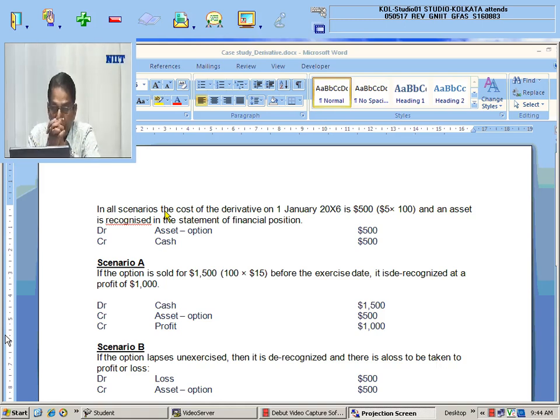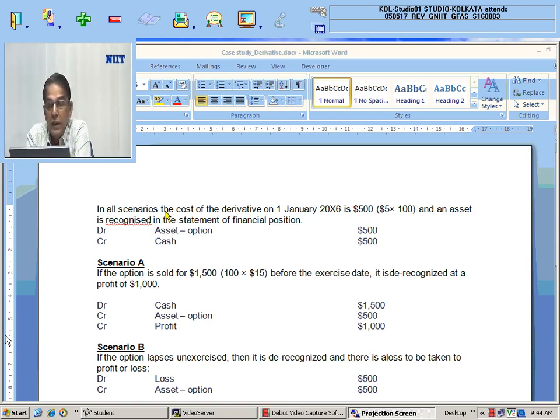In all scenarios, the cost of the derivative on 1st January 20X6 is $500, and an asset will be recognized in the statement of financial position by debiting asset option $500 and crediting cash $500. So on 1st January 20X6, the initial recognition of the financial asset will be: debit asset option account $500 and credit cash $500. That is the initial recognition of this financial asset. Now we look at each of the three scenarios.